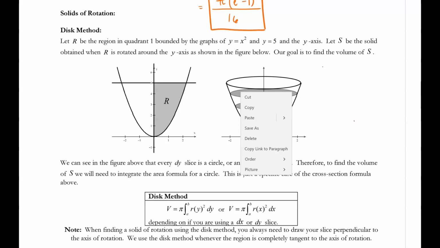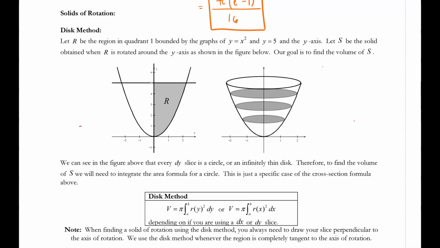All right, we're moving on to solids of rotation. There's two different methods. We're going to look at what's called the disk method first. So if we have some region R, this region is in quadrant 1. It's bound by the graph y equals 5 and y equals x squared. Its vertex we know is at the origin, and it's also bound by the y-axis.